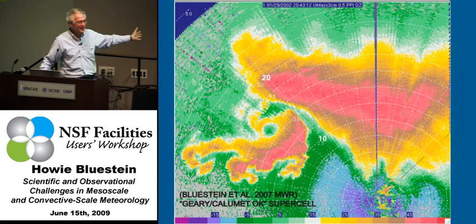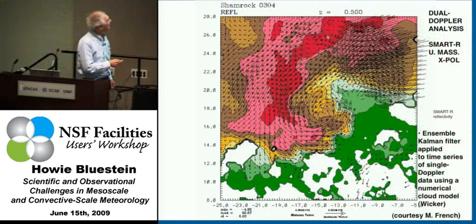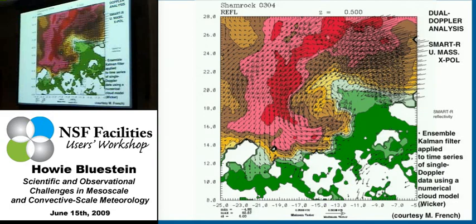This is a dual Doppler analysis that we've done using the UMass X-band radar and one of the 5-centimeter SMART-R radars. And there you see the hook echo, that's the reflectivity, and there's the mesocyclone.